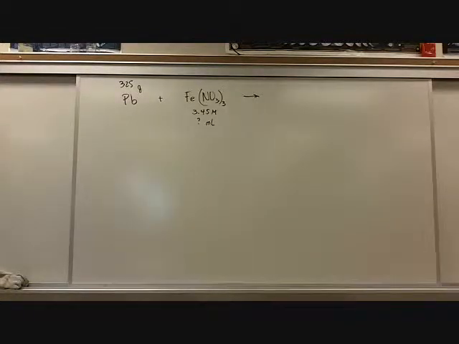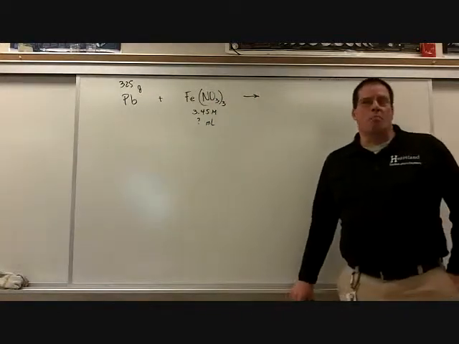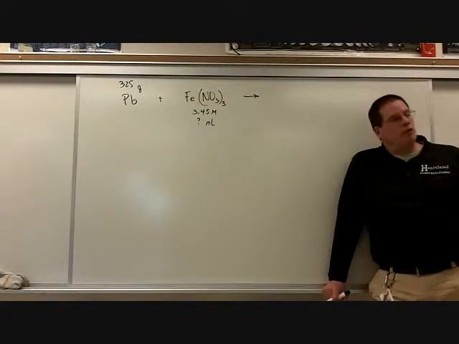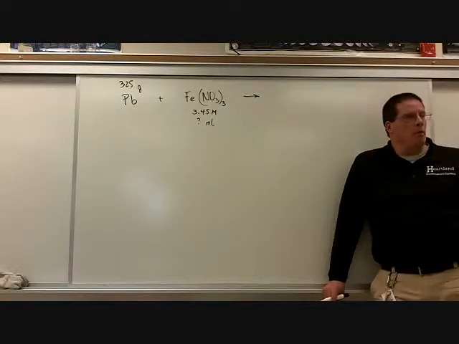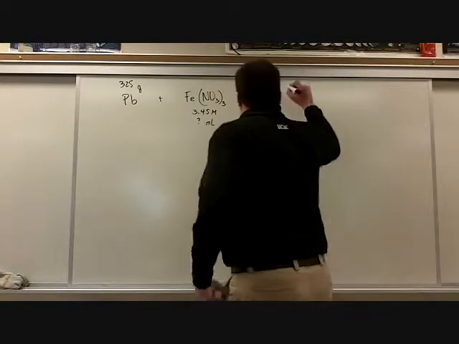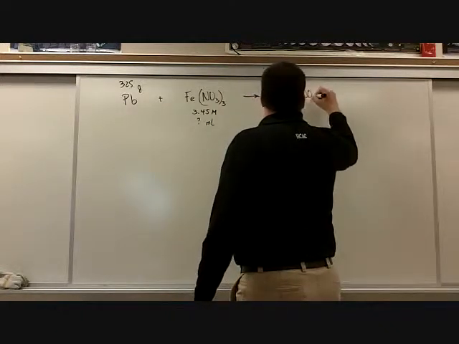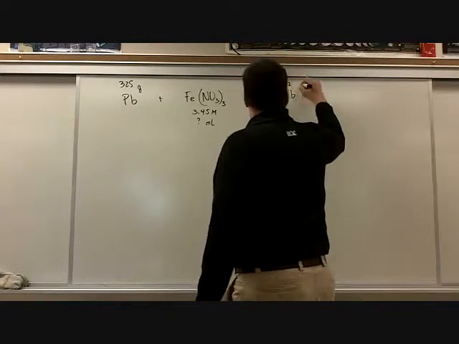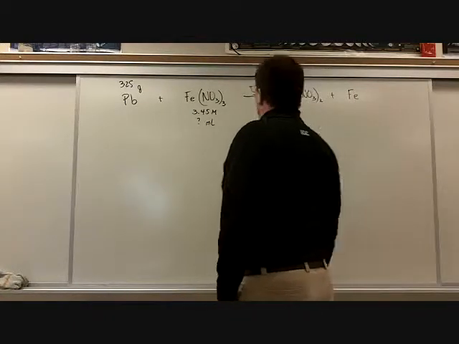Which charge do you want to go with? 2 or 4? 2. 2's a good one. For the lead, you can pick, and normally on something like this, since it has more than one, I will tell you what the charge should be. Lead is pretty common for being a +2. We rarely use the +4 one. So on this side, we'll have lead nitrate with a +2 charge over here, and then we'll have iron all by itself.